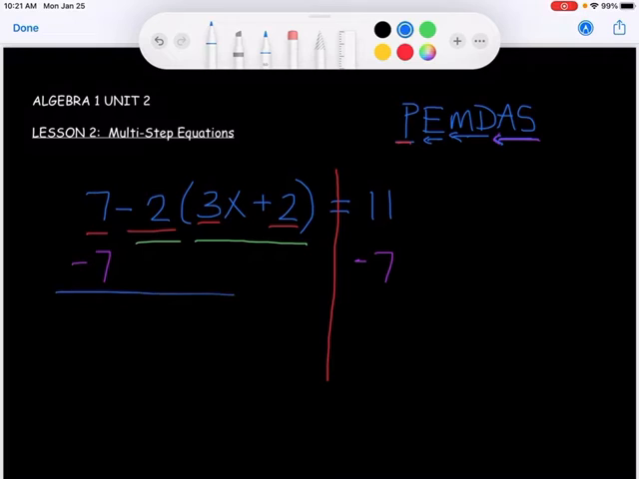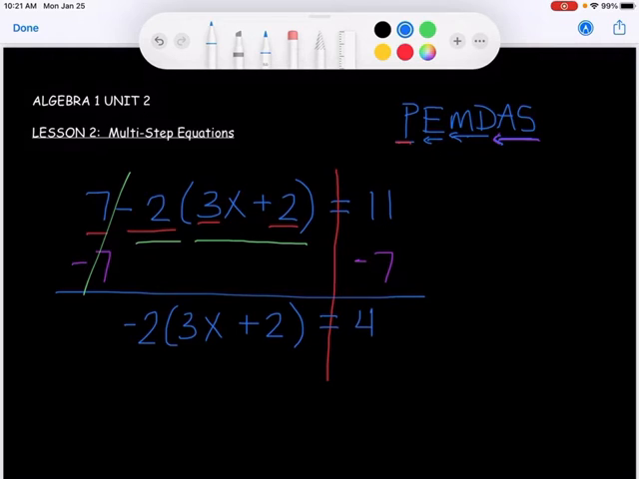Okay. So that they cancel out over here on the left side. And I can bring down the -2 times 3x plus 2 equals 11 minus 7, which is 4. Okay, again, I'm going to deal with the parentheses last.